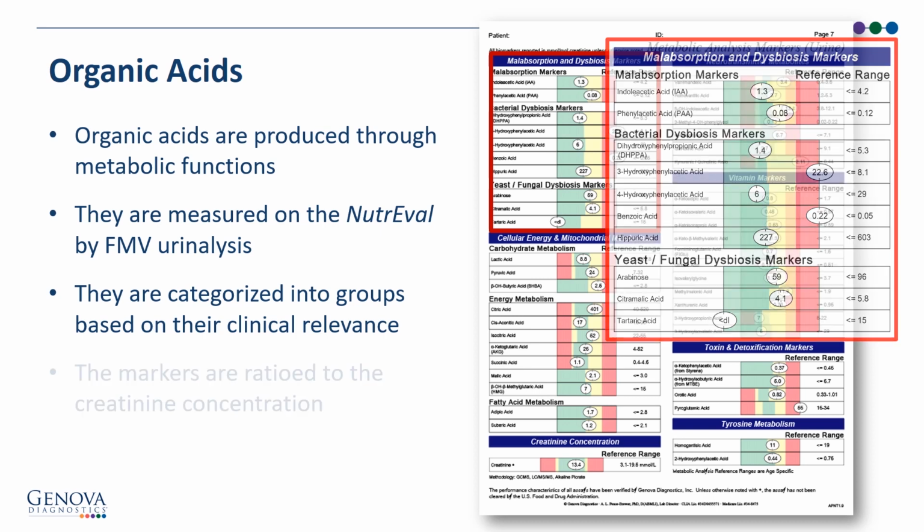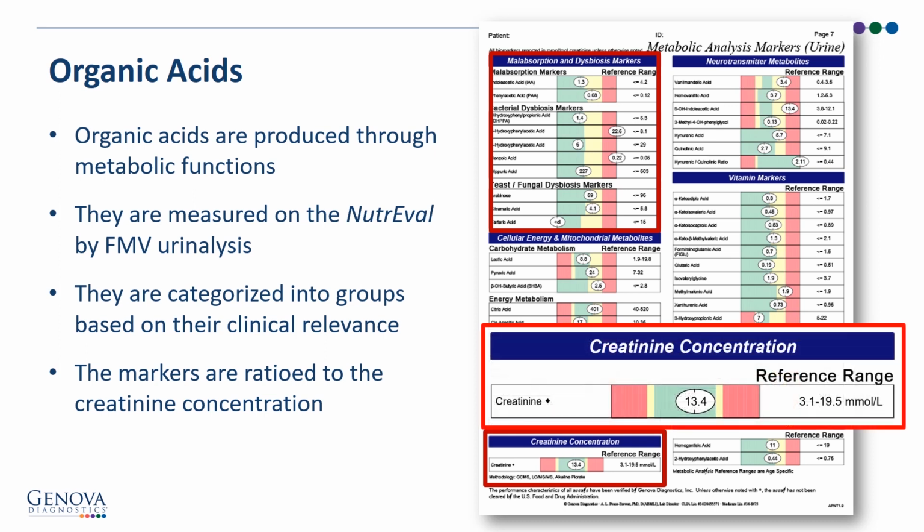The markers are ratioed to the creatinine concentration. That's really important. Creatinine concentration gives us some insight into renal function, but since all of the markers on this page are ratioed to creatinine, we want to have a good level of creatinine so we know we have a good specimen. If we have an extreme low or extreme high of creatinine, that can really influence the findings.